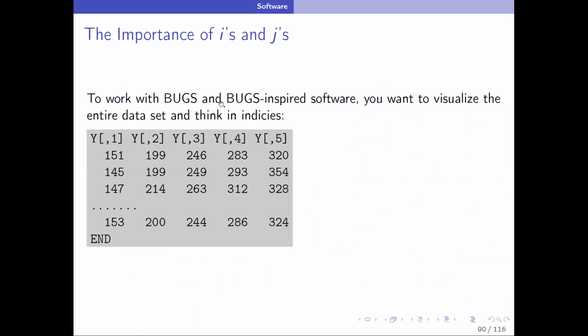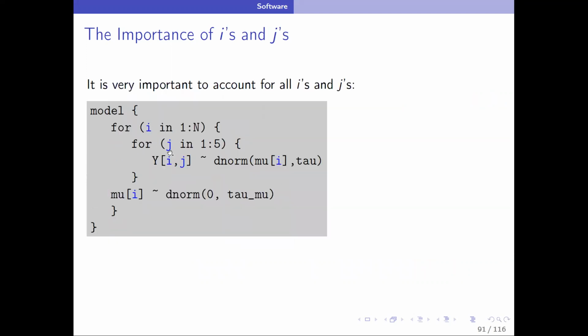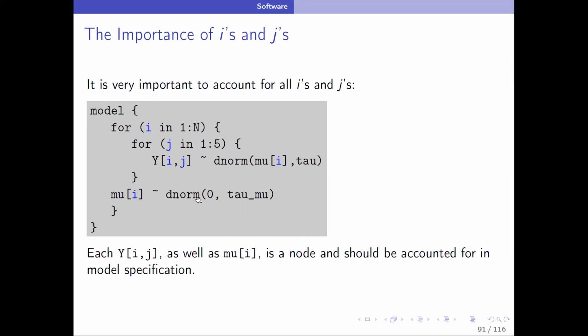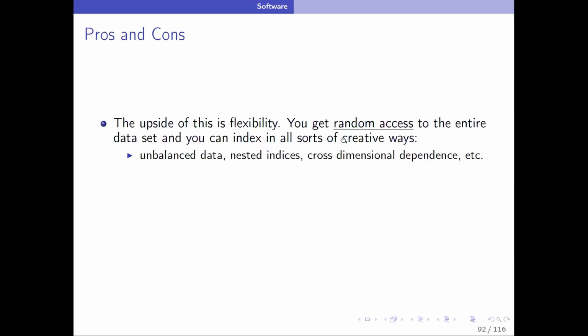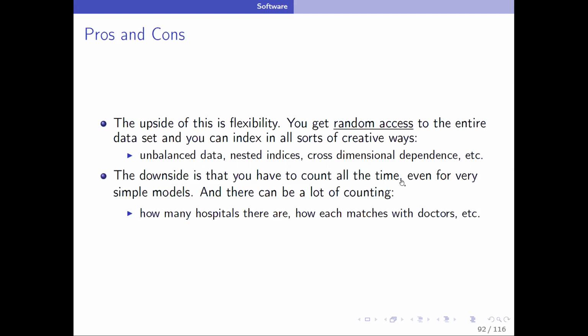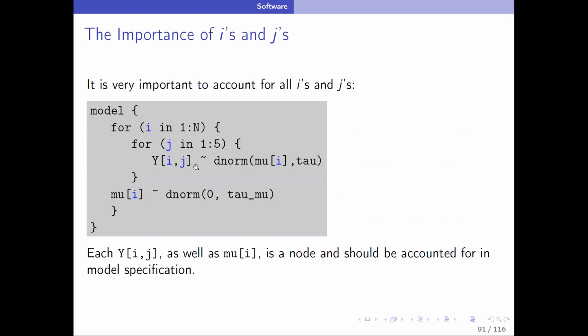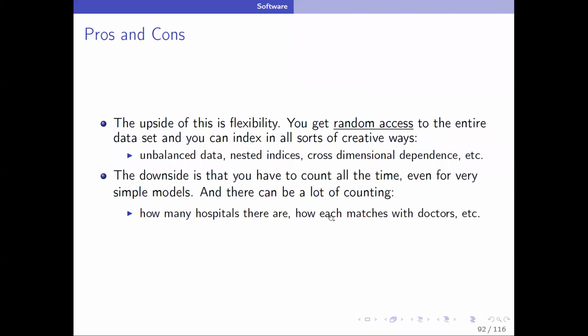And the second is, with BUGS and the BUGS-inspired software, you have to visualize the entire thing. That just means you have to do a lot of indexing. You say, well, what is I, what is J? Every node needs to count because they form a directed acyclic model. Typically, it's not a problem. It gives flexibility because you get random access to many things. But the downside is you actually have to count all the time, even for a very simple model. There's a lot of counting. Even if you fit a simple linear regression, you've got to count. You've got to know how many hospitals you have, how many matches you have with doctors, and whatnot.